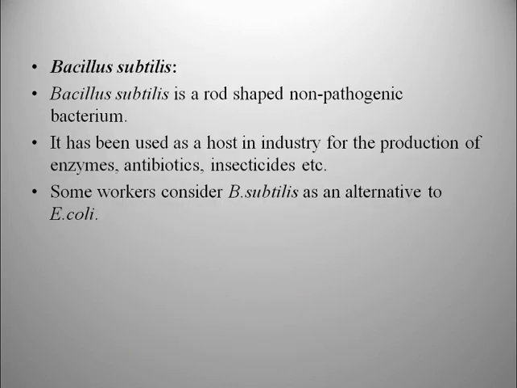Another prokaryotic organism is Bacillus subtilis. It is rod-shaped non-pathogenic bacteria and therefore it is used as host cell in industry for production of various enzymes, antibiotics, insecticides. इन सब के production के लिए हम use करते हैं Bacillus subtilis को. Then it is used as an alternative to E. coli.